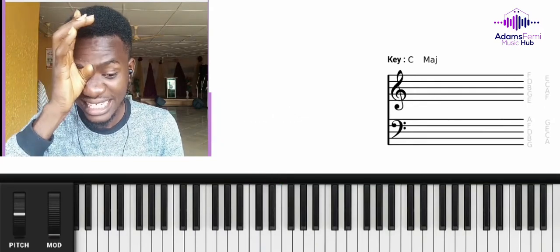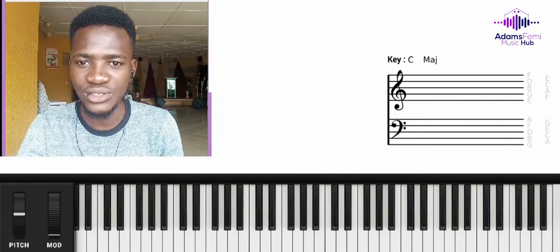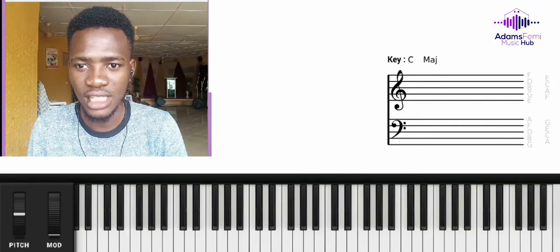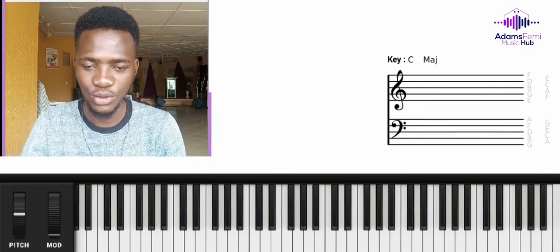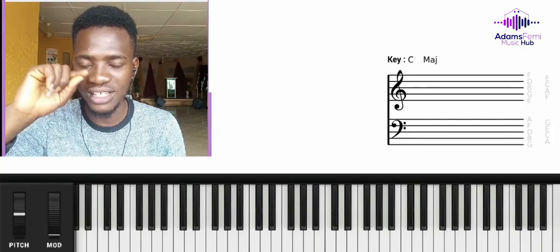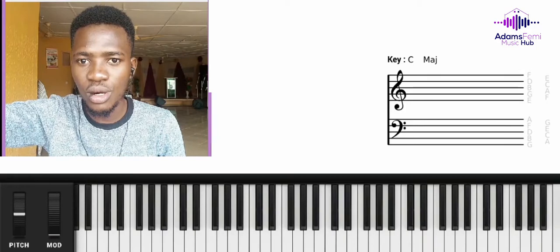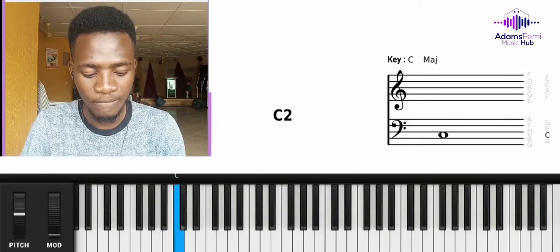That's by position. Then number 2, by solfege. In terms of solfege, that's from Do to Ti. That's Do, Re, Mi, Fa, Sol, La, Ti. As soon as you get to Ti, you go over to Do. So counting, we are playing on the key of C, so we're starting from C.